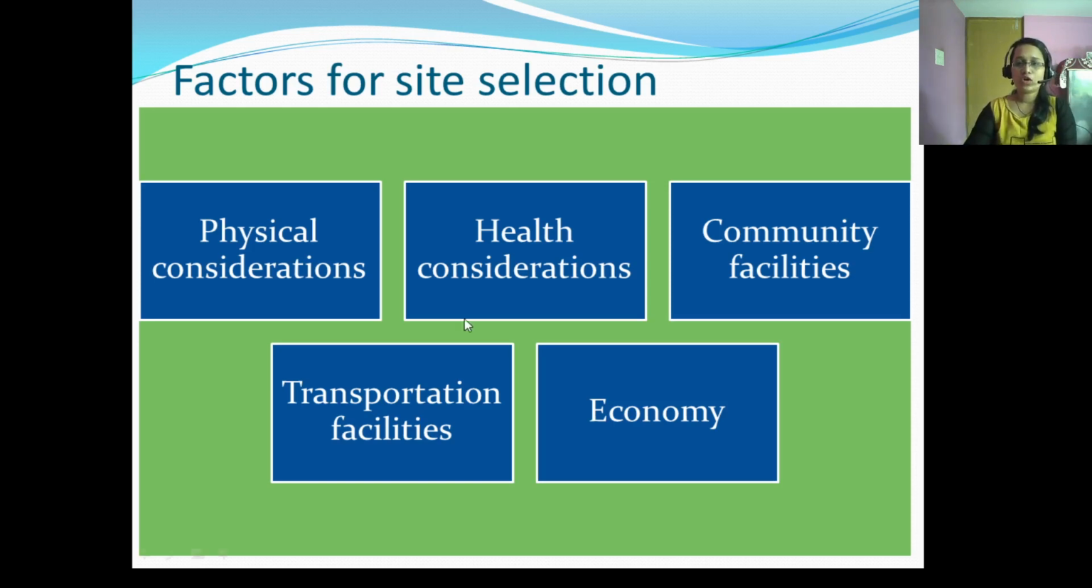Then coming to the economy. The total cost of the land includes the cost of the land and the cost of the development. So it is necessary to ascertain the same in the beginning, along with the clear ownership rights of the land. So these are the various factors which one will look into while selecting the site.